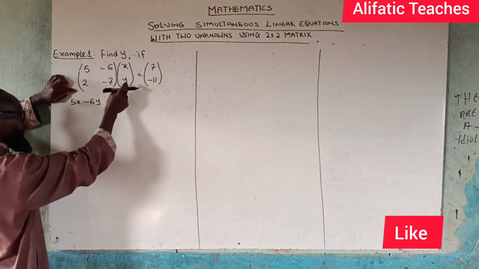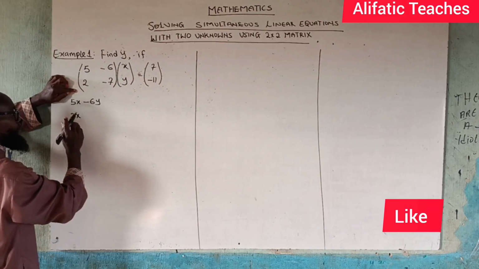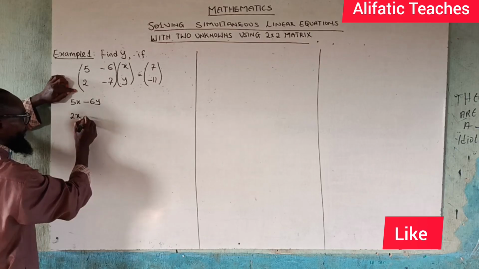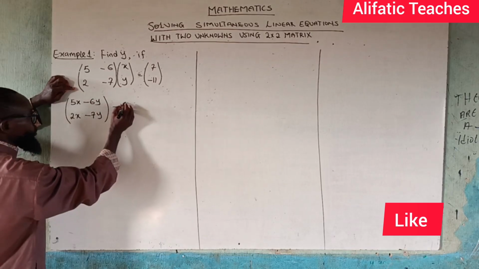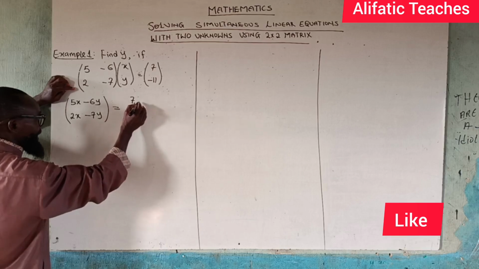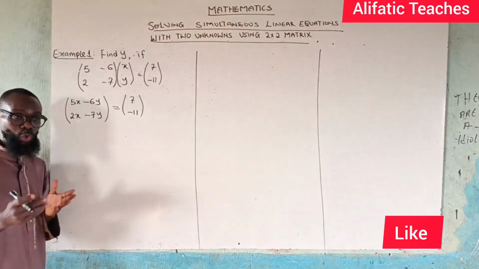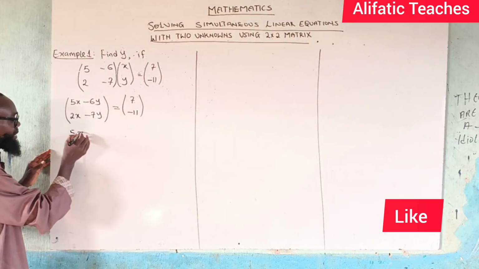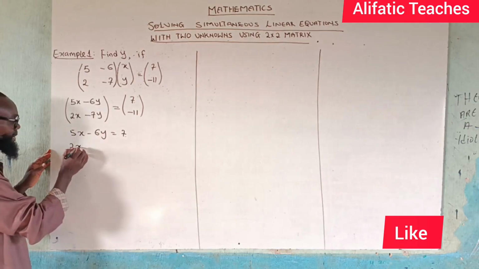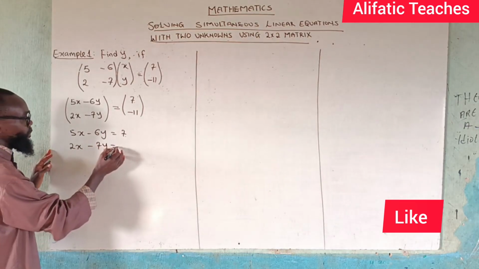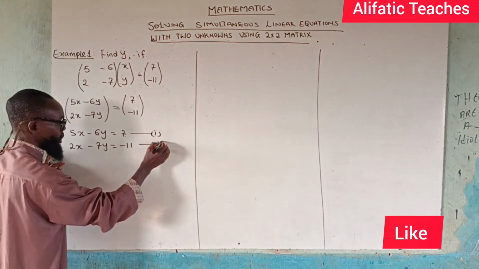Second row, first column. 2 times x, I have 2x. Plus minus 7 times y, I have minus 7y. Then equal to 7 minus 11. Now, this means you equate row to row. 5x minus 6y is equal to 7. 2x minus 7y is equal to minus 11. Let's call this equation 1 and this equation 2.